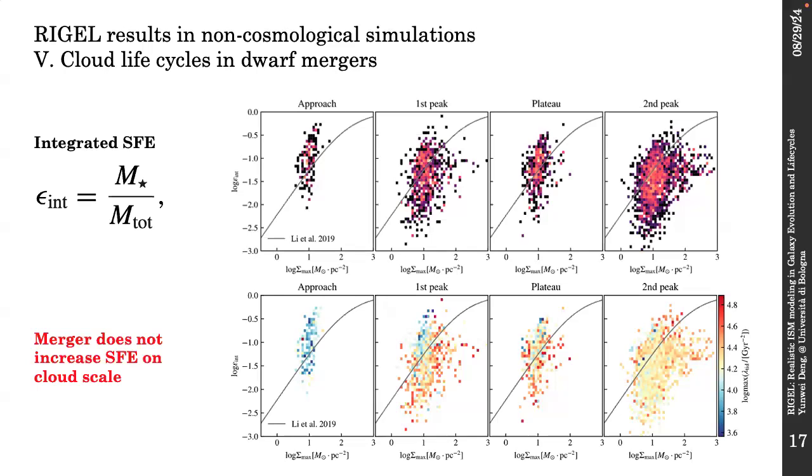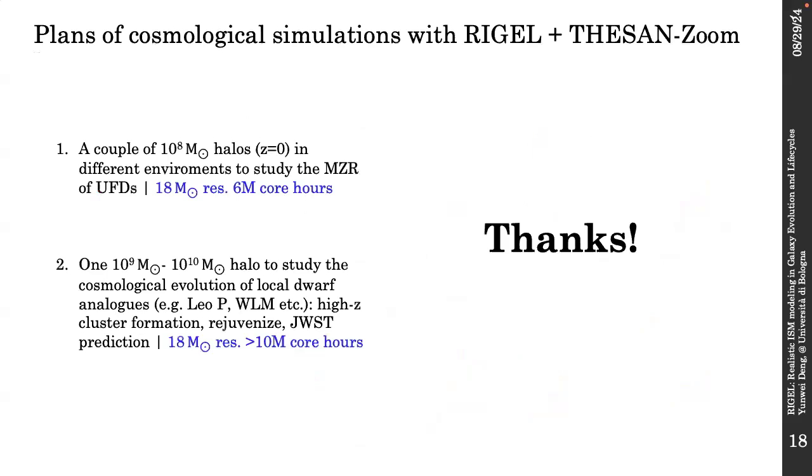I want to understand why, and I first checked the influence of the tidal field. This figure is color coded with the tidal field strength of the clouds, and I don't find any significant difference to explain why they have a low star formation efficiency. So it's still under investigation with Battiferro. That's all. Thank you. Thank you for your attention.